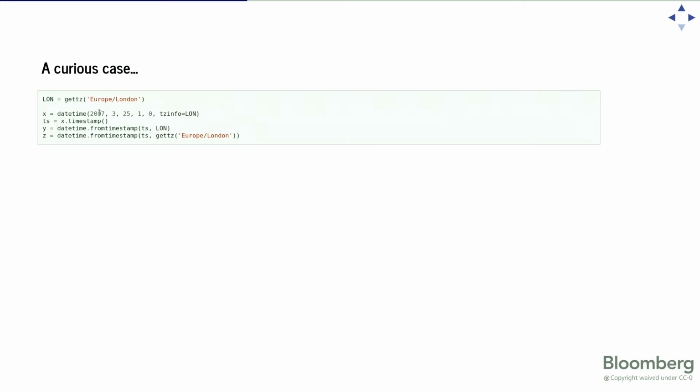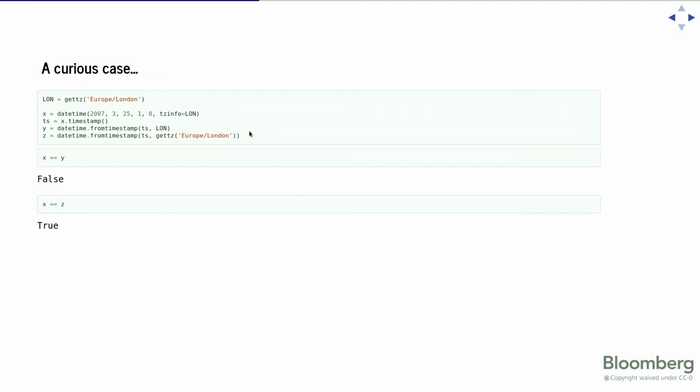Someone came up and they said, I created this thing. I have this datetime. I attached the London time zone to it. I converted it to a timestamp. I converted it back in the London time zone. And then I also created this other one where I got a new instance of the London time zone. And when I compare x equals y, and really all I did was turn it to a timestamp and back, this should be true, but it's false.